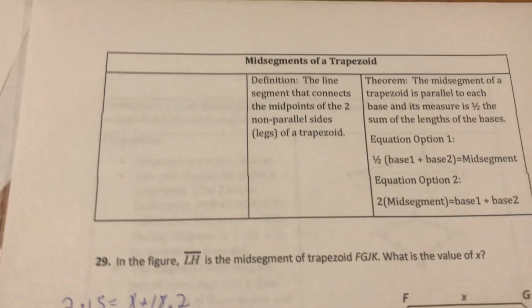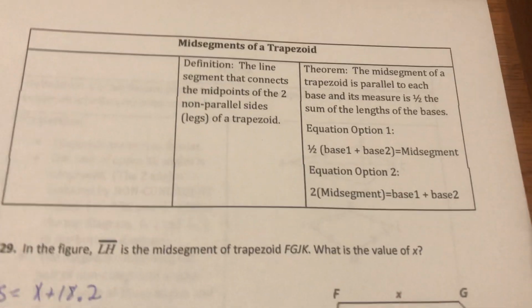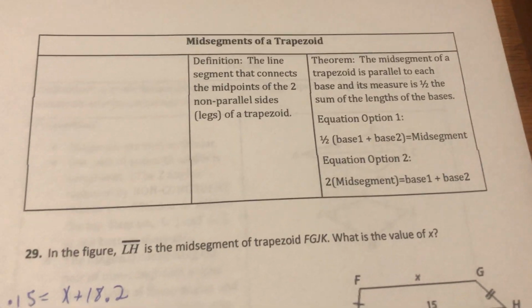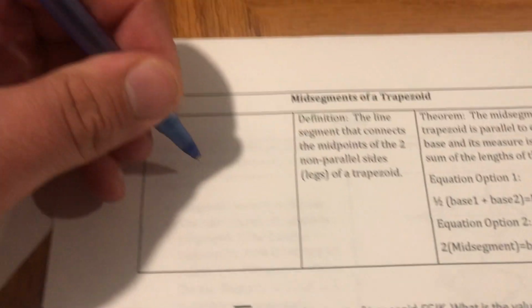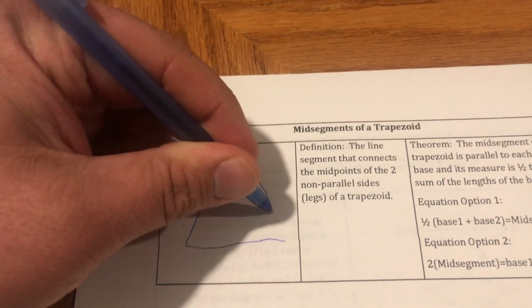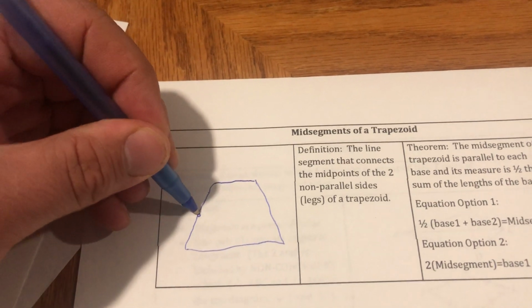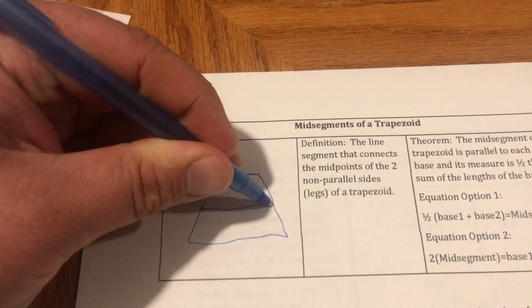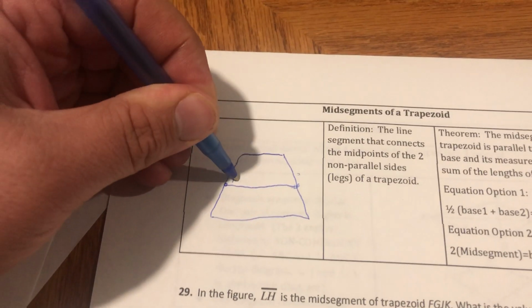All right, so looking at the next page, we have the midsegments of a trapezoid. It looks like my diagram there didn't print out, so let's just make one real quick. I'm going to draw a trapezoid. Now the midsegment is going to be connecting the midpoint of each leg of a trapezoid, so something like that. So we have our midsegment right here.